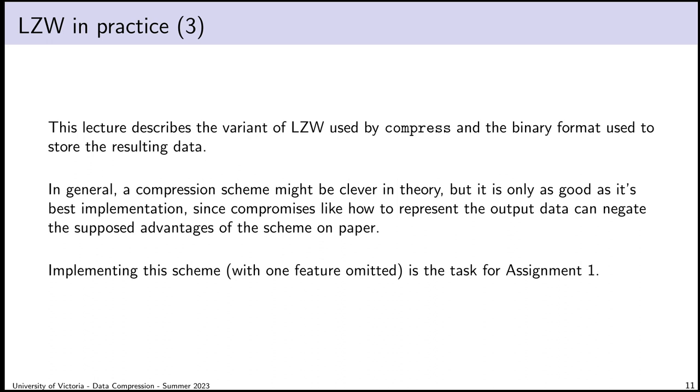So this lecture is going to talk about the ancient Unix compress tool, and how it uses LZW. It uses it in exactly the way that we used it in the last lecture, with one augmentation that we're going to sort of elide. We're going to try and avoid talking about that augmentation except to the extent that we sort of have to. We're not going to use that improvement.